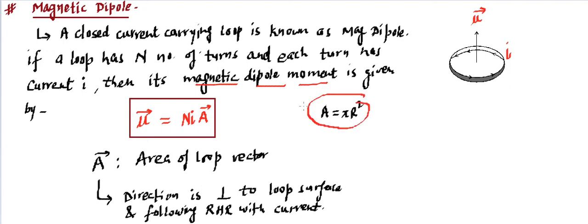So in questions you will be given different geometrical loops, and for all geometrical loops you need to find the area, you need to find the current in each loop, then the number of loops, and then you need to write the total current times area as a vector. This is a vector quantity, so it must be treated like a vector. Now let's proceed further.